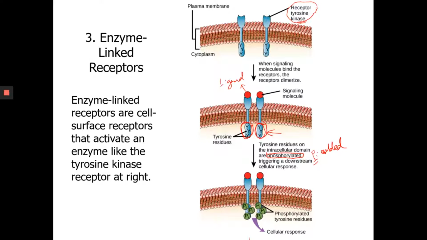Now the enzyme portion of the receptors can activate other proteins, and then these proteins will eventually trigger a cellular response. So again, this is the ultimate outcome, and it's going to happen through a series of pathways. But first of all, you have to activate the enzyme portion of the receptor. Then that enzyme will activate other proteins, other enzymes, and eventually that's going to lead to a cellular response. So this is how enzyme-linked receptors work.